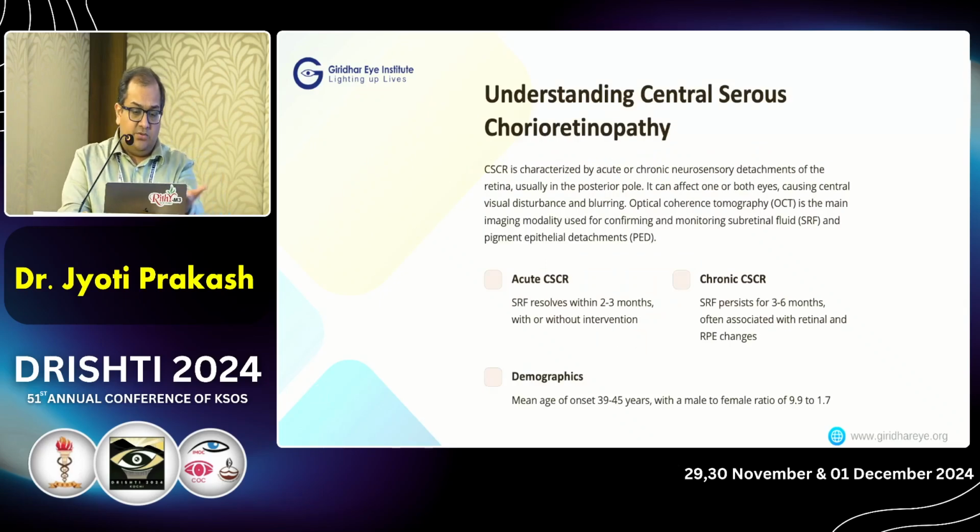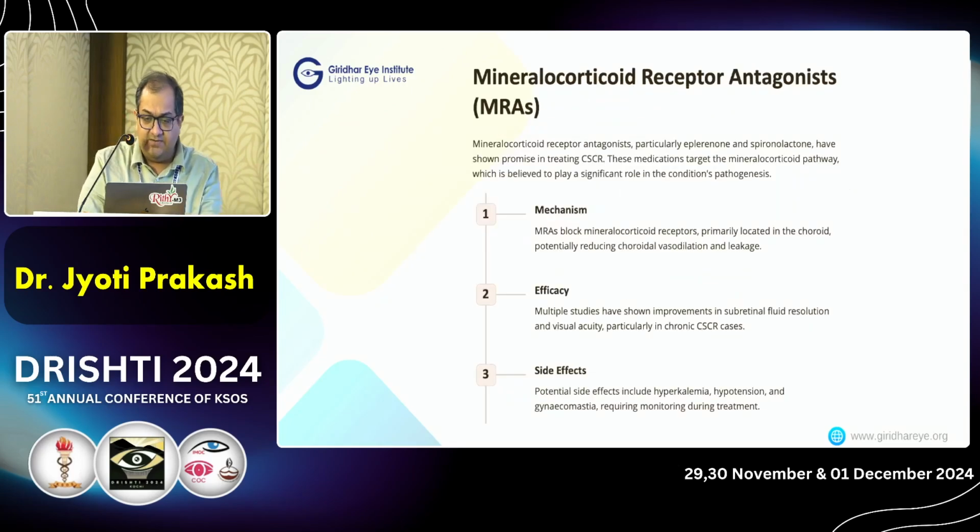Understanding CSCR, the demographics and all, everybody has talked extensively about. The mechanisms through which the pharmacotherapeutic agents work are, firstly, according to various animal studies, it was found that the mineralocorticoid receptors were the main receptors at the RPE cells, which led to leakage of fluid from those cells, and the antagonists of these receptors tend to have a positive effect on reducing the fluid in these patients and subsequently improving visual acuity. Eplerenone and spironolactone have been used extensively.